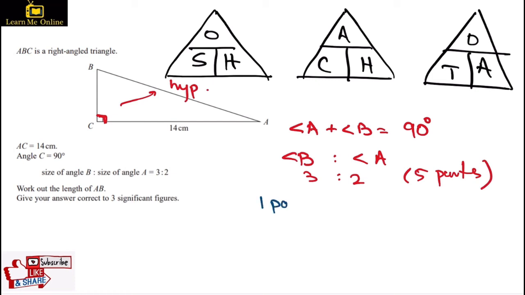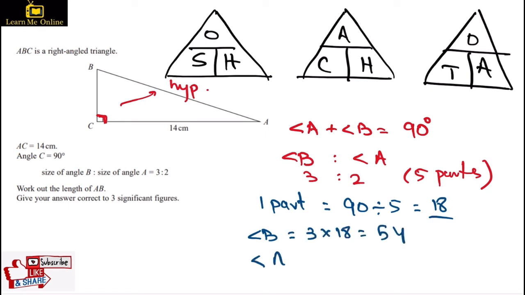So one part would be 90 divided by 5, and each part is 18. Because angle B has 3 parts, we do 3 times 18, which is 54. Angle A has 2 parts, so 2 times 18, which is 36. So angle A is 36 and angle B is 54. I've written down all the angles now. The task is to find the length of AB.